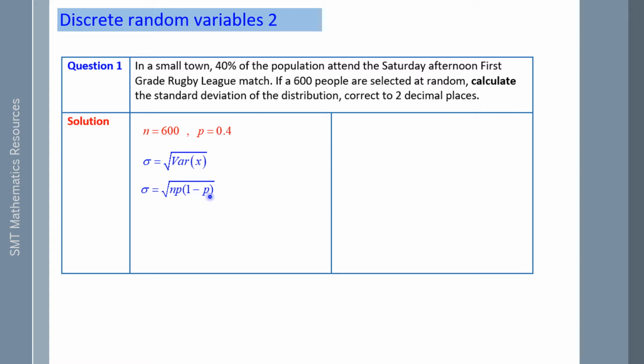Well, 1 take P can also be called Q. That's the chance of failure. Subbing those values in, 600 for N, 0.4 for P, and 1 take 0.4, which is 0.6, and that is 12.00, the standard deviation to 2 decimal places.